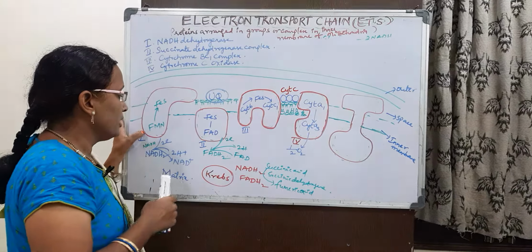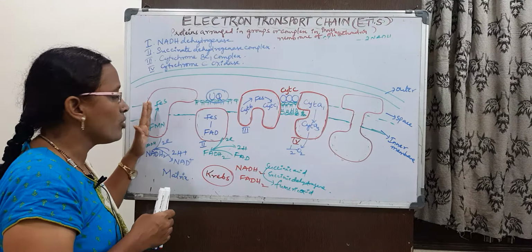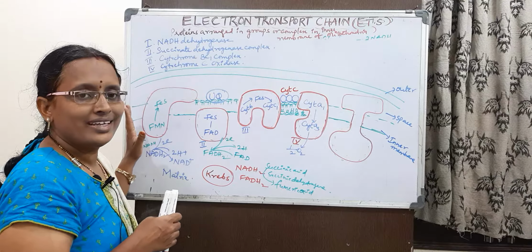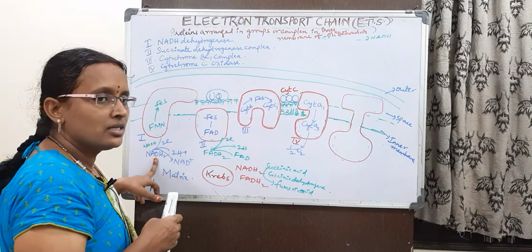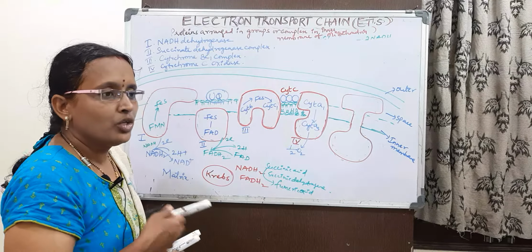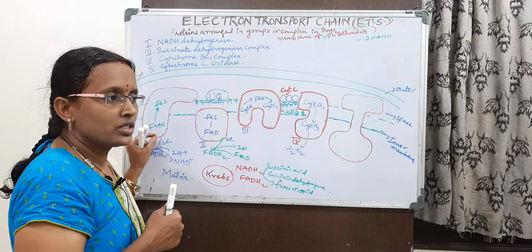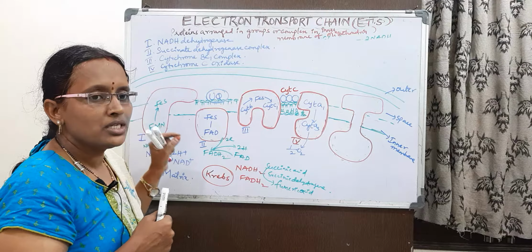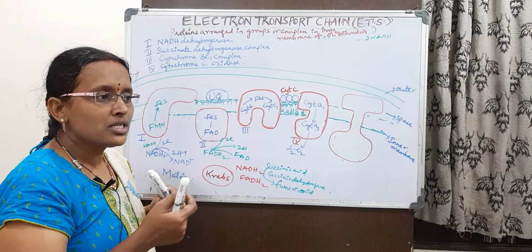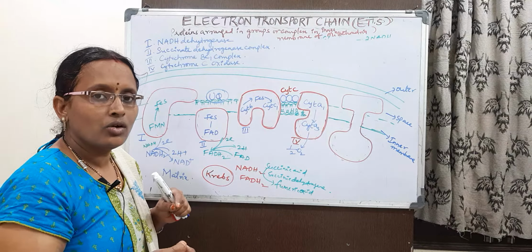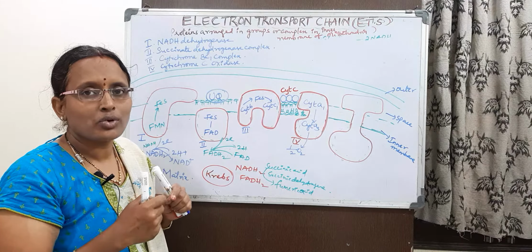Complex 1 is related to NADH. NADH enters from complex 1, so it is known as the NADH dehydrogenase complex. Whenever a molecule gives electrons, it is being oxidized. Oxidation means taking oxygen or removing hydrogen; reduction means taking hydrogen or releasing oxygen. So in this chain, several oxidation-reduction processes take place.